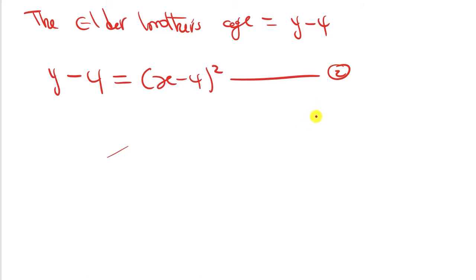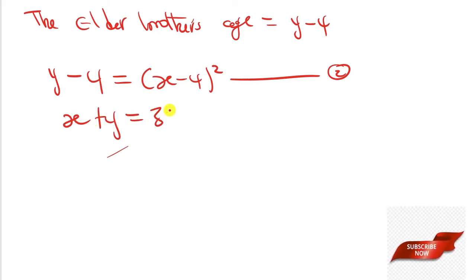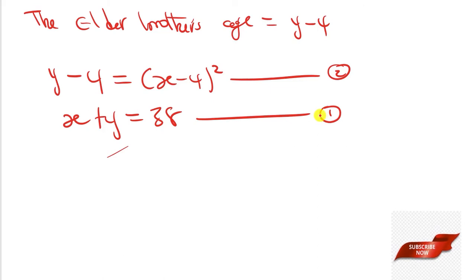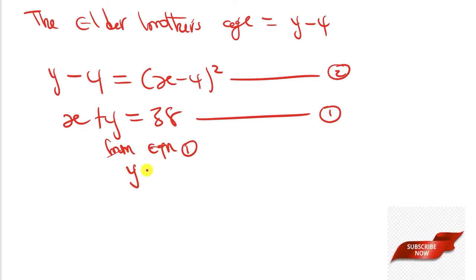Now we have to solve these two equations simultaneously. The first equation was x plus y being equal to 38. Okay, so from the first equation, which is a linear equation, let's straightforwardly make a variable the subject of our choice. So we can say that we want to make y the subject. So from equation one, y is equal to 38 minus x. You can label this as your equation three.